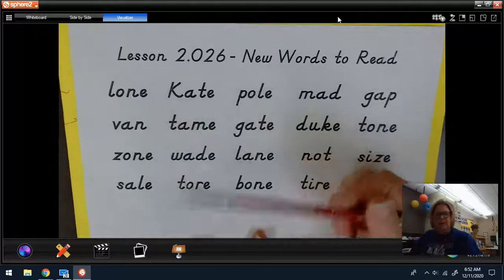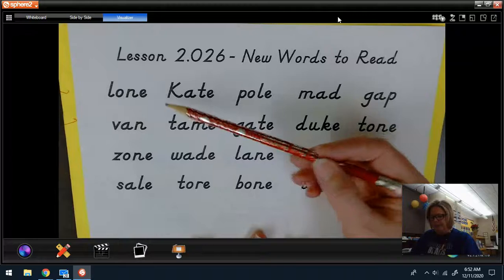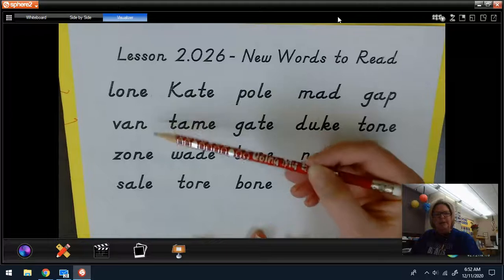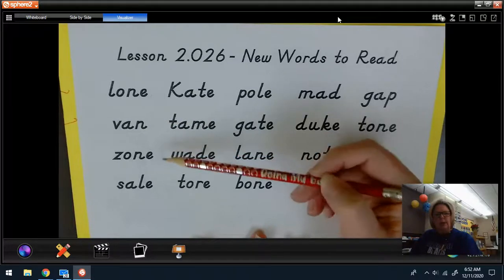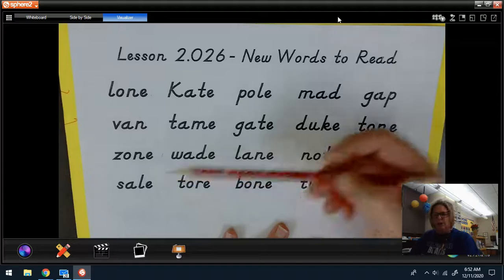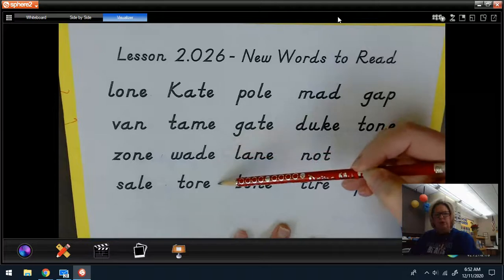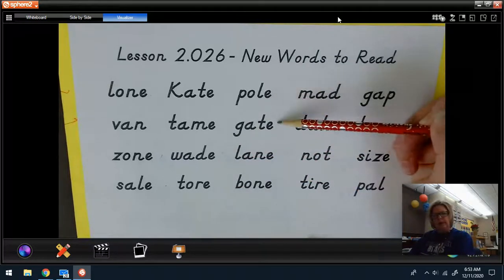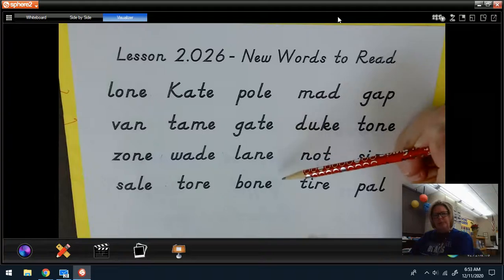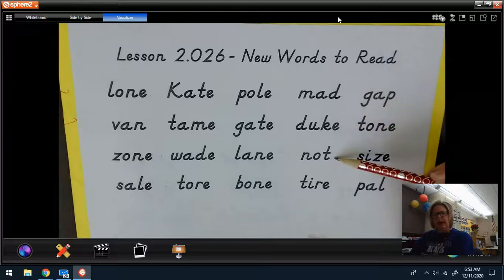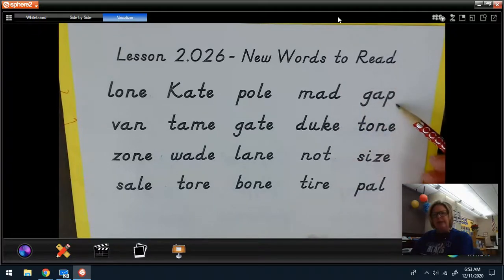We're going to bounce back and forth. Some of these have magic E's and some do not. Magic E, loan. No magic E, van. Magic E, zone. Magic E, sail. Kate, tame, wade, tore, pole, gate, lane, bone, mad, duke, knot, tire, gap, tone, size, and pal.